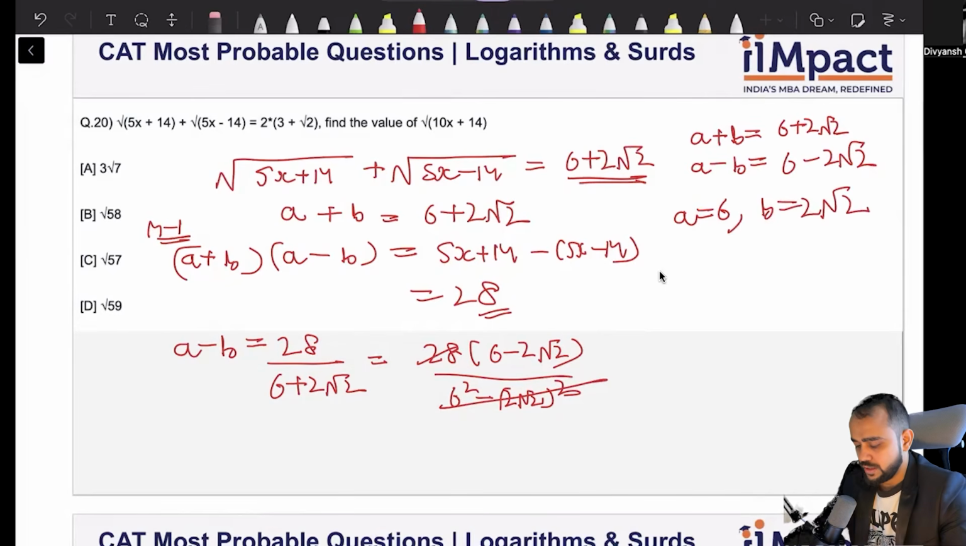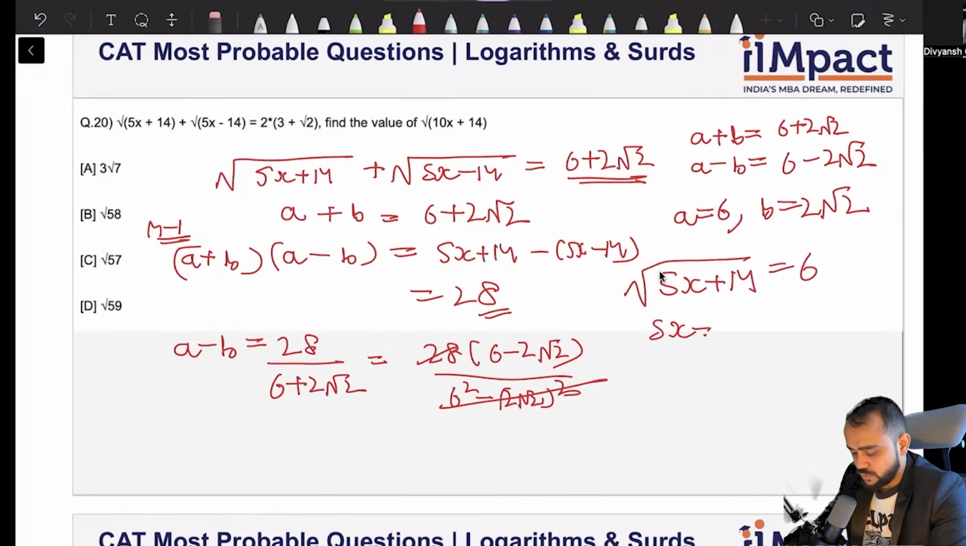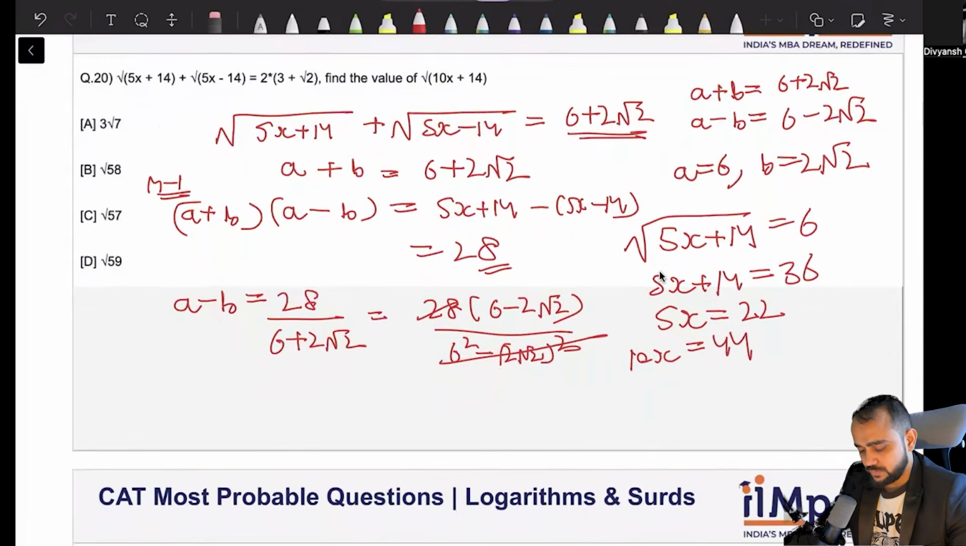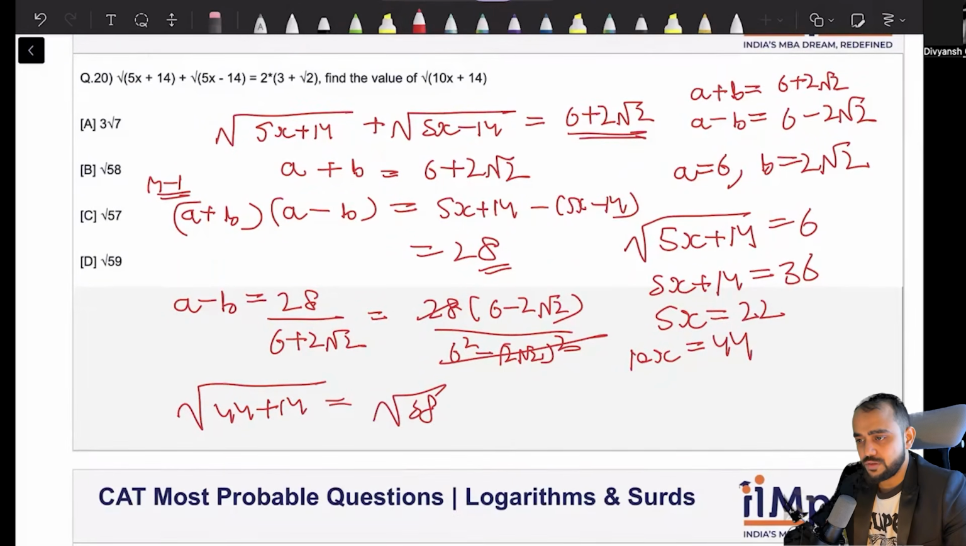So now I have 5x plus 14 under root is equal to 6, which means 5x plus 14 is equal to 6 square, that is 36. Or I have 5x is equal to 22, or 10x is equal to 44. So I have to find root of 44 plus 14, that is going to be root of 58. So our answer for question number 20 is going to be option B.